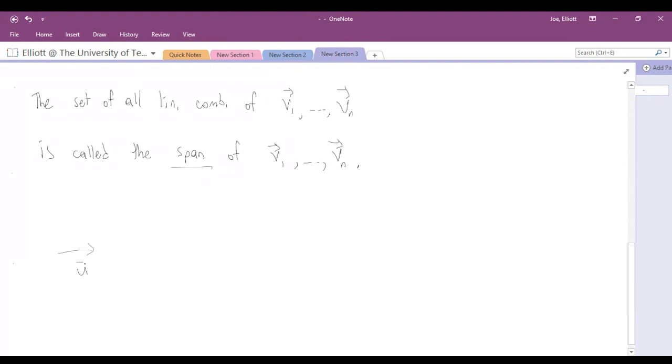So in this picture that we had, the span of u and v, as we just saw, would be the entire infinite plane. The set of all linear combinations, if c and d could be any real number, gave us the entire plane. Now, however, the span of two vectors will not always be a plane.